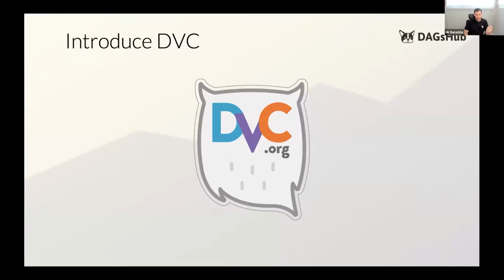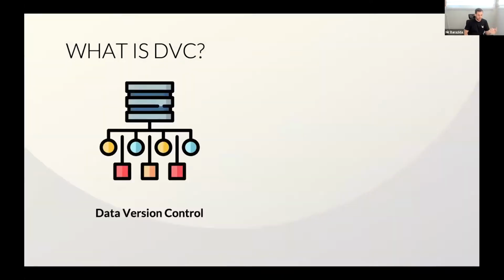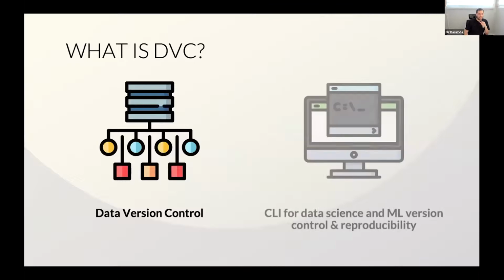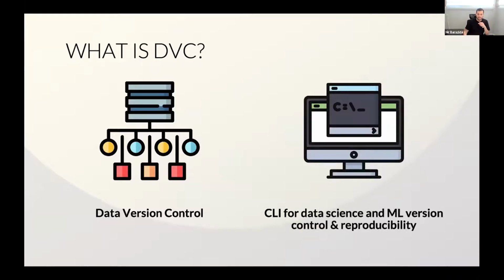And DVC stands for Data Version Control. And it's basically a CLI tool for data scientists to manage their project and version their work and easily reproduce it.